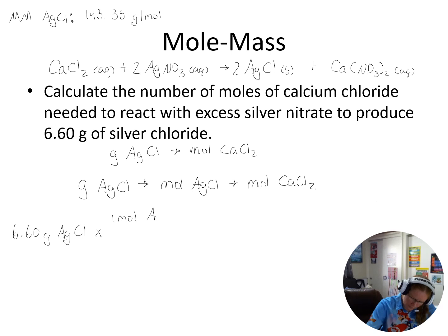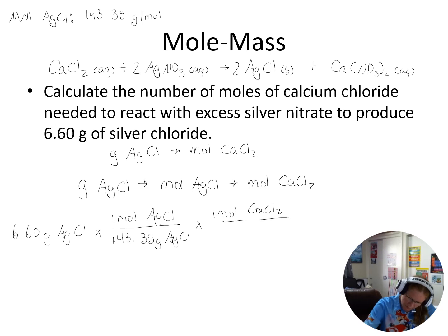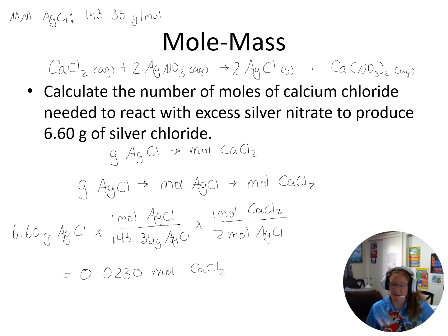All right, so we'll do our 6.60 grams, 1 mole in 143.35. And then our balanced equation, I have 1 mole of calcium chloride for 2 moles of silver chloride. So I'm going to get 0.0230 moles of calcium chloride. Okay?